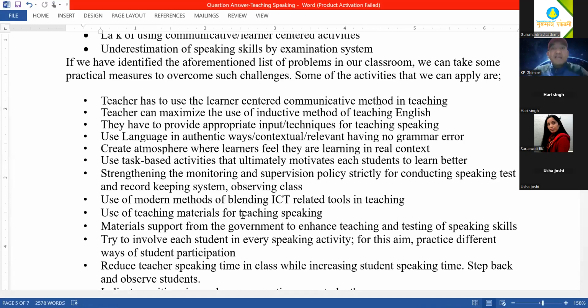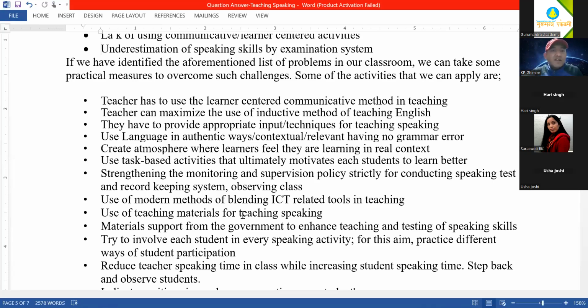When we give a small task where they need to communicate or interact, teaching speaking means students are speaking in the classroom. The teacher doesn't speak. So the teacher has to create an environment, and different tasks should be provided so that the students ultimately get involved in speaking, and eventually students learn how to speak.